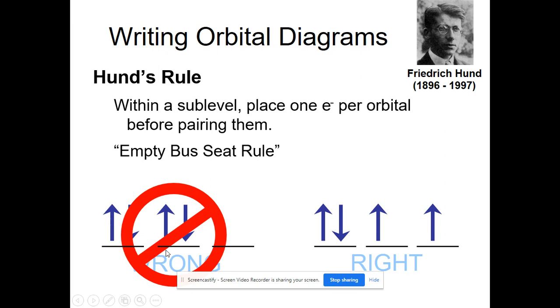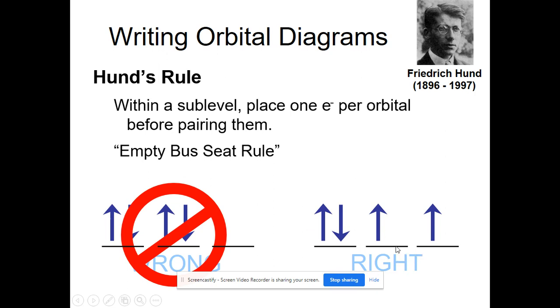In the first way, we're putting electrons and pairing them up within an orbital within the sublevel before each orbital in that sublevel has 1 electron. In the second way, we're putting 1 electron in each orbital within the P sublevel before we start pairing them up. The second way is the correct way to write that portion of our electron configuration.